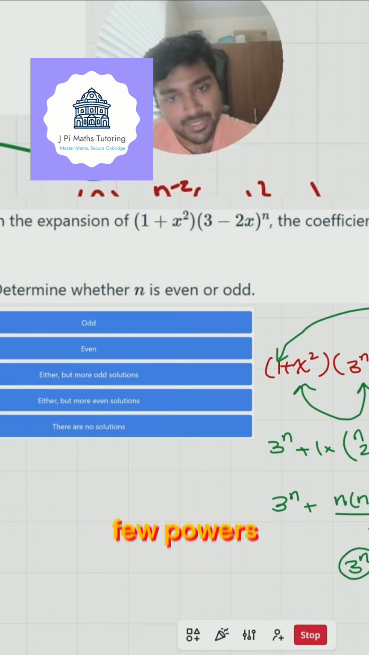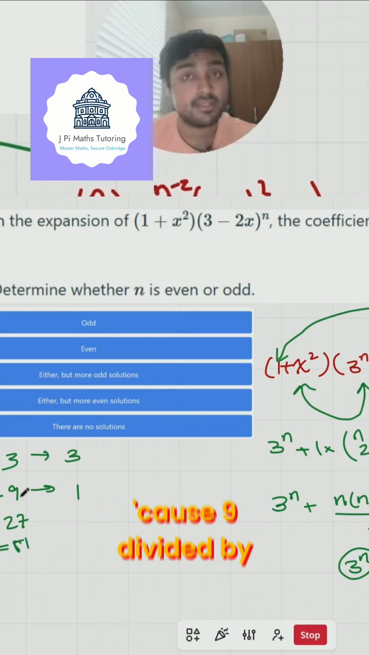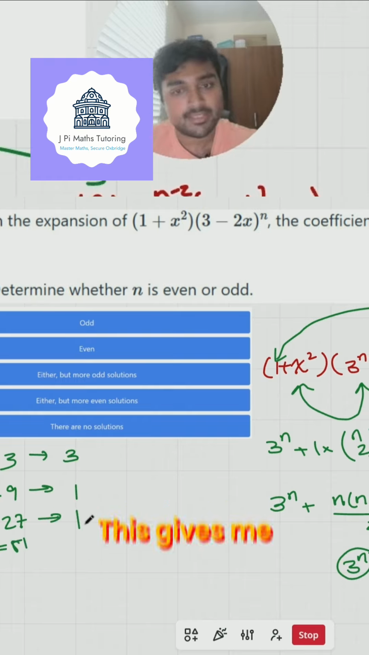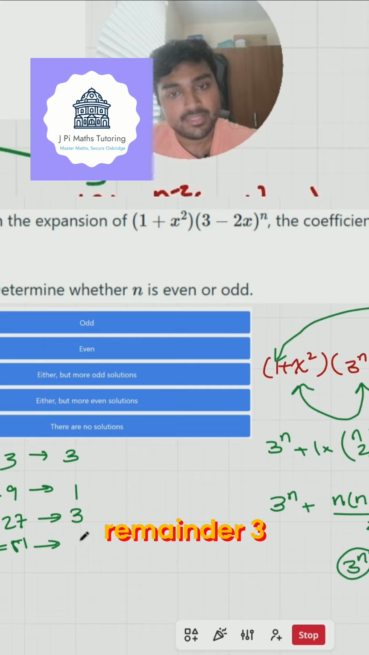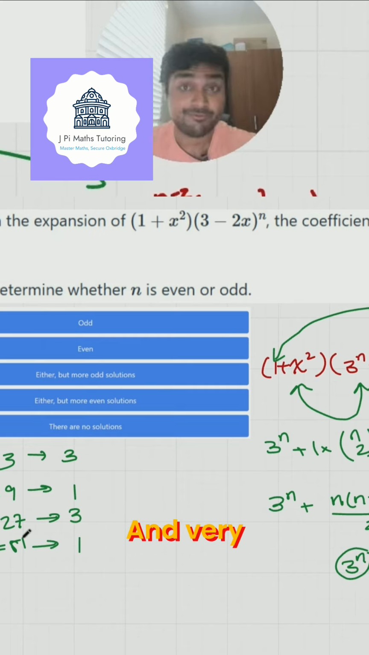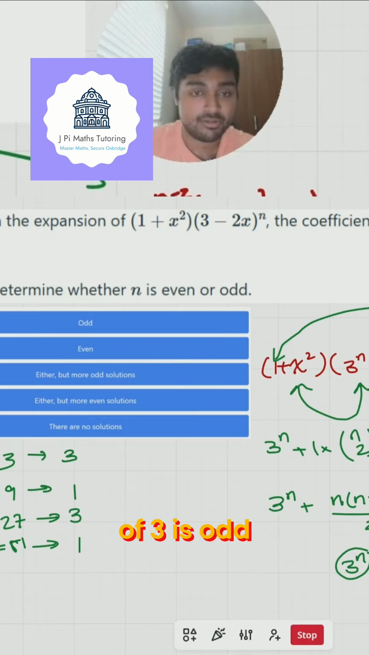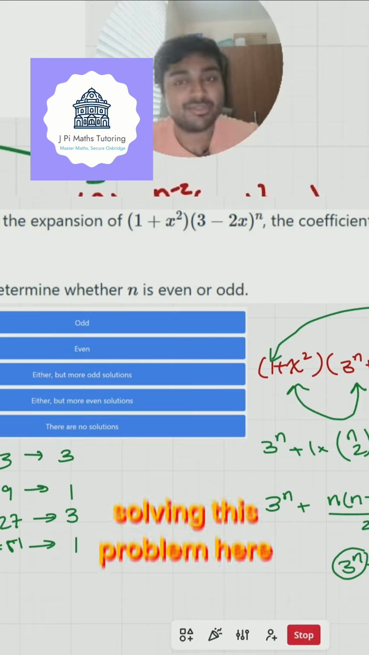So if I just look at the first few powers, 3 to the 1, 3 squared, 3 cubed, 3 to the 4, and so on, this is 3, this is 9, this is 27, this is 81. And if I divide them by 4, this gives me remainder 3. This gives me remainder 1, because 9 divided by 4 is 2 remainder 1. This gives me remainder 3. This gives me remainder 1. And it will go 3, 1, 3, 1, 3, 1, and so on. And very, very nicely, this is purely dependent on whether the power of 3 is odd or even. And that's crucial to solving this problem here.